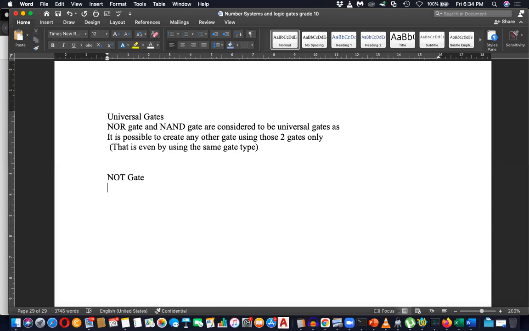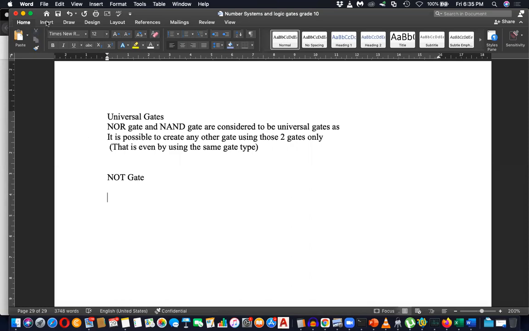How many inputs does the NOT gate have? Four? Two. Does the NOT gate have two? Only one. NOT gate has only one input.